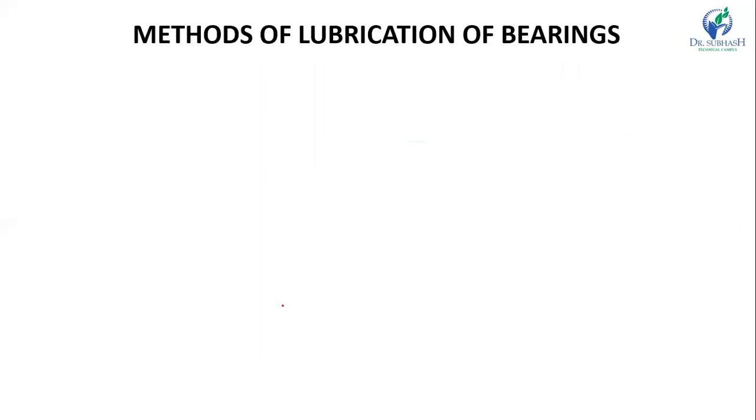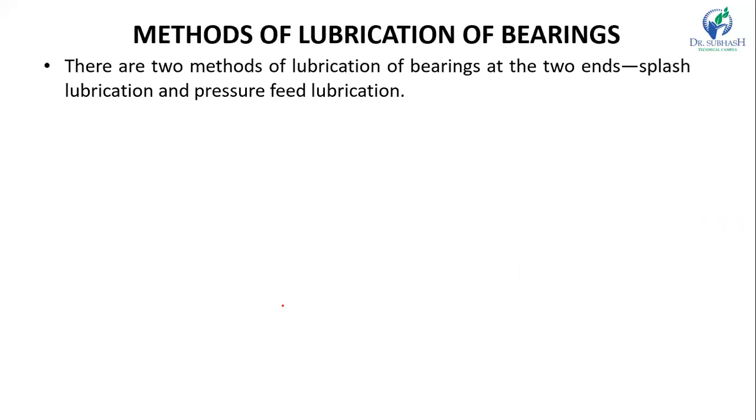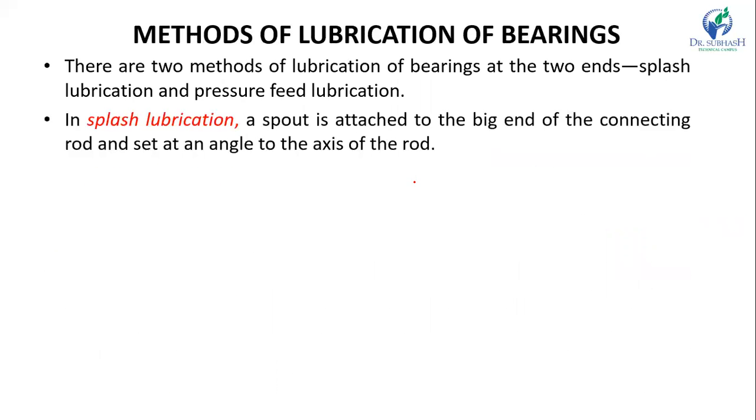Now, the methods of lubrication of bearings. There are two methods of lubrication at the two ends: splash lubrication and pressure feed lubrication. Now let us see them one by one: what we call splash lubrication and what we call pressure feed lubrication.